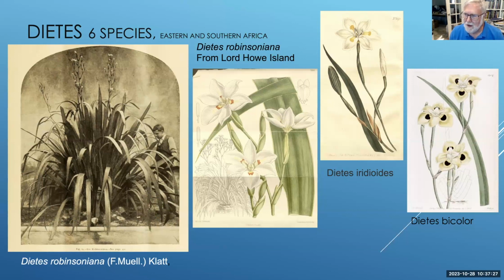which is weird because it just comes from this one island, the Dietes robinsoniana, when there's only about 5 other Dietes, but they all come from the middle of South Africa or northern South Africa in the tropical rainforests. So how in the heck did it get to Lord Howe Island when everything else was somewhere else? Let's go to the next slide.